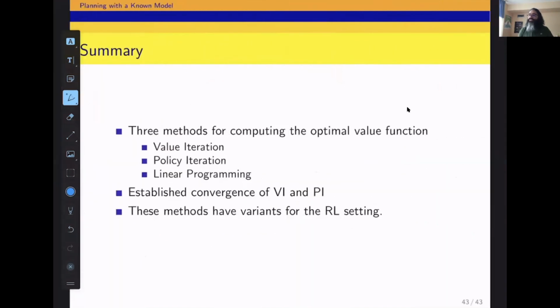Okay, let's summarize. We have 3 methods for computing the value function for a policy or the optimal value function. Value iteration was for both policy evaluation and policy iteration. But for computing the optimal value function, we had value iteration, policy iteration, and linear programming. For convergence of value iteration, we got it from last lecture, the Banach fixed point theorem. We went through the proof of policy iteration, the policy improvement step, and the whole proof of convergence.